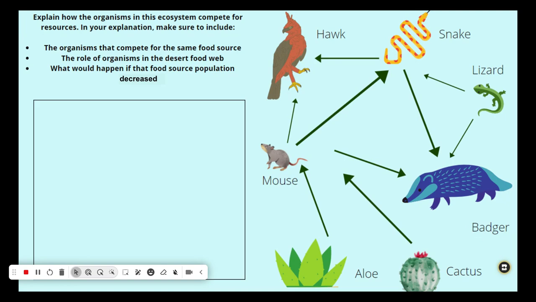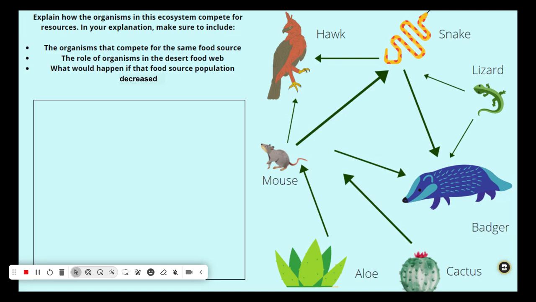Okay, let's look at that again. All right, so we're trying to figure out what competes with what. Competition means they both want to eat the same thing. Okay, so they're going to have to compete with one another to try to get that food. So the first thing is just what are the names of the organisms that are fighting for the same food source, right? The role of those organisms in the food web, and by role we mean like producer, consumer, secondary consumer, tertiary consumer. That's what we mean by that. So that's the role. And then what would happen if that food source population decreased? Meaning, okay, there you list two different organisms and they are competing for a food source, right?